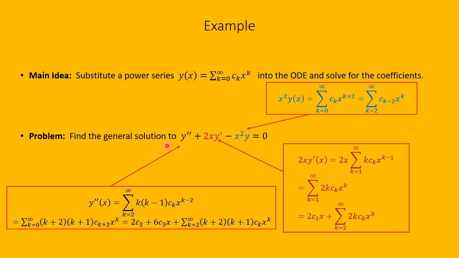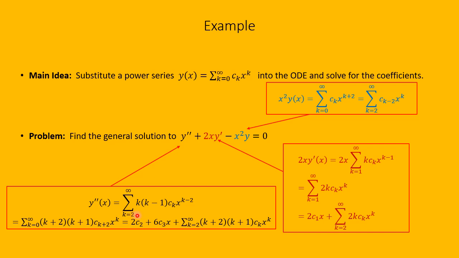First of all, let's look at y''. If we just differentiate this series for y(x) term by term, twice, we get that y''(x) is the sum k equals 2 to infinity of k times (k minus 1) times c sub k times x to the k minus 2. You might say, well, don't we have to start with k equals 0 down here?